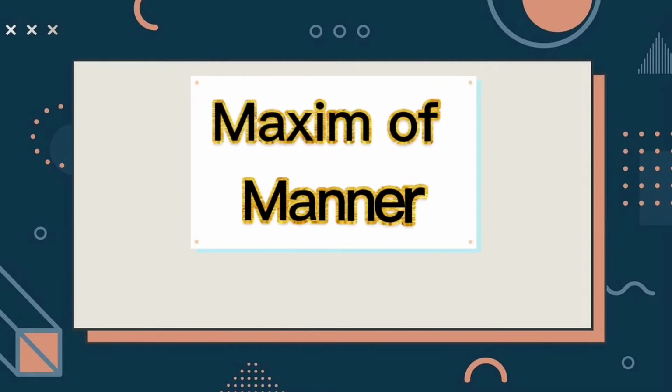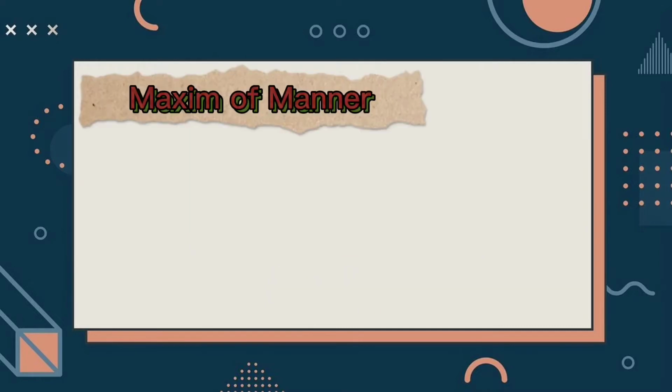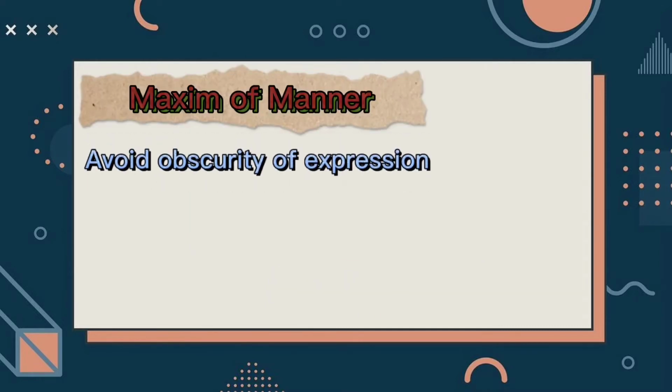The last maxim is the maxim of manner, or be clear. There are various additional maxims of manner that are based on this super maxim. Grice lists four specific ones in his original work. First, avoid obscurity of expression. Avoid language which is difficult to understand, such as because it contains words that the listener doesn't know.